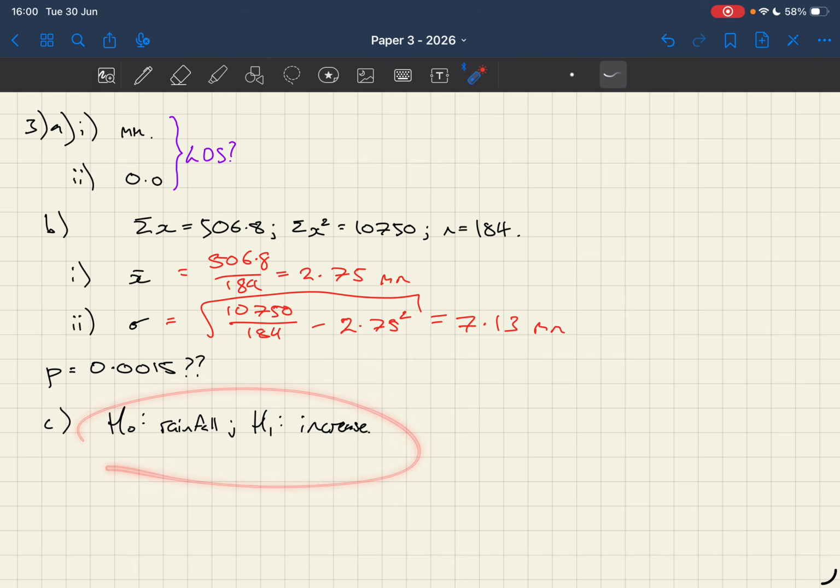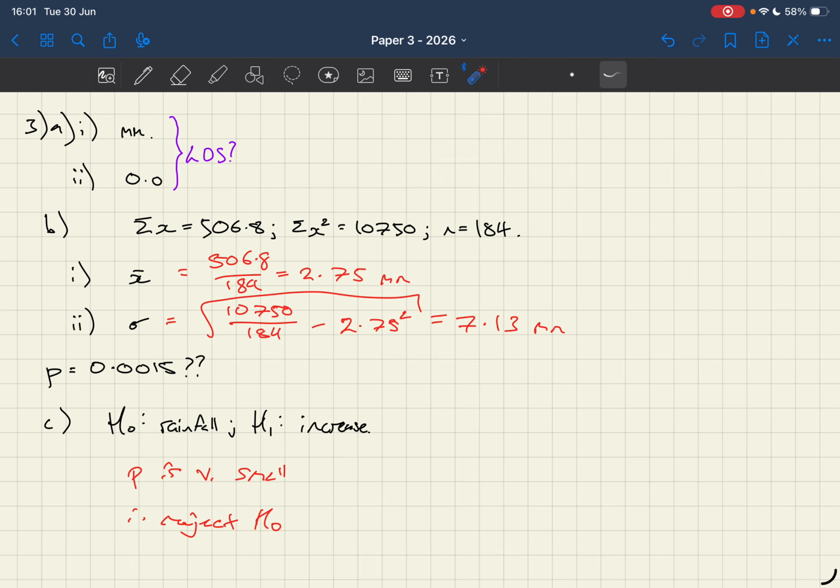We're now given, I don't know exactly what's going on here, some hypothesis tests about rainfall and it increasing. It doesn't really say too much. I think you were just given this very small p-value and then asked the hypothesis test. P is very small, so therefore reject H0.